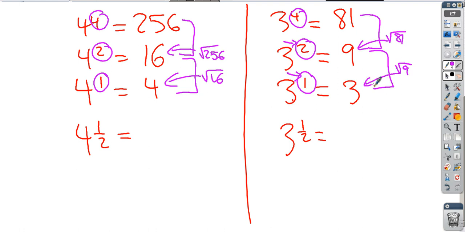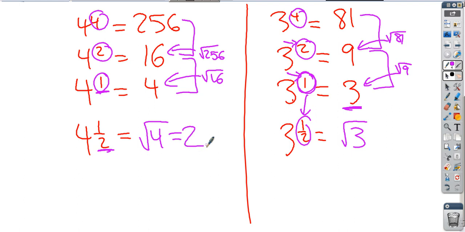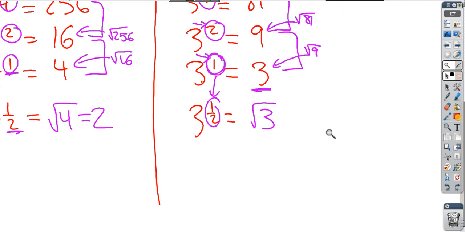So what happens is when you take the exponent and cut it in half, that is the same as square rooting something. If we want to follow that same pattern, I took the 1 and took half of it. Well, that's the same as taking the square root of 3. Same thing if I take half of 1 here, that's like taking the square root of 4, which is equal to 2. So here's the basic rule with rational exponents.